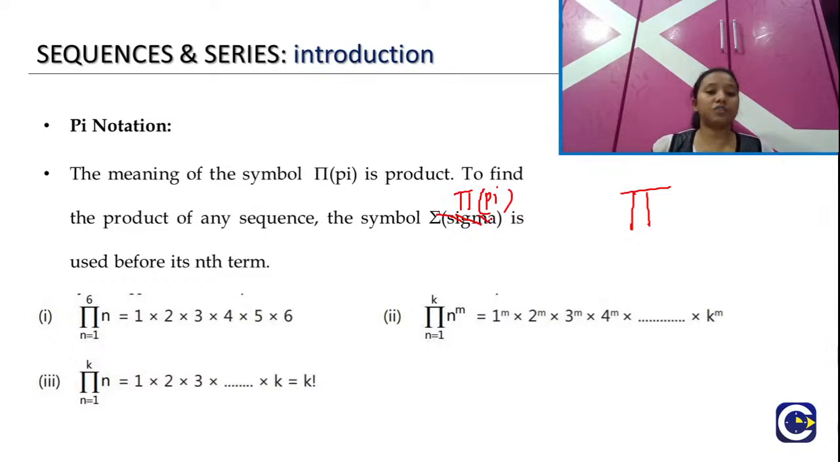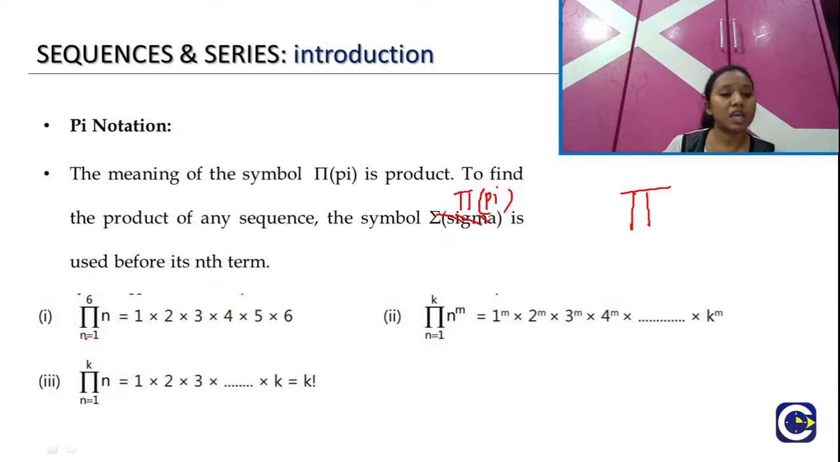Right. So here we are having some examples related to our pi notation. So let's have a look here. Same thing, instead of sigma, we'll be using the pi. When it's sigma, the symbol in between the terms will be plus. When it's a pi, the symbol used in between the terms will be multiplication.